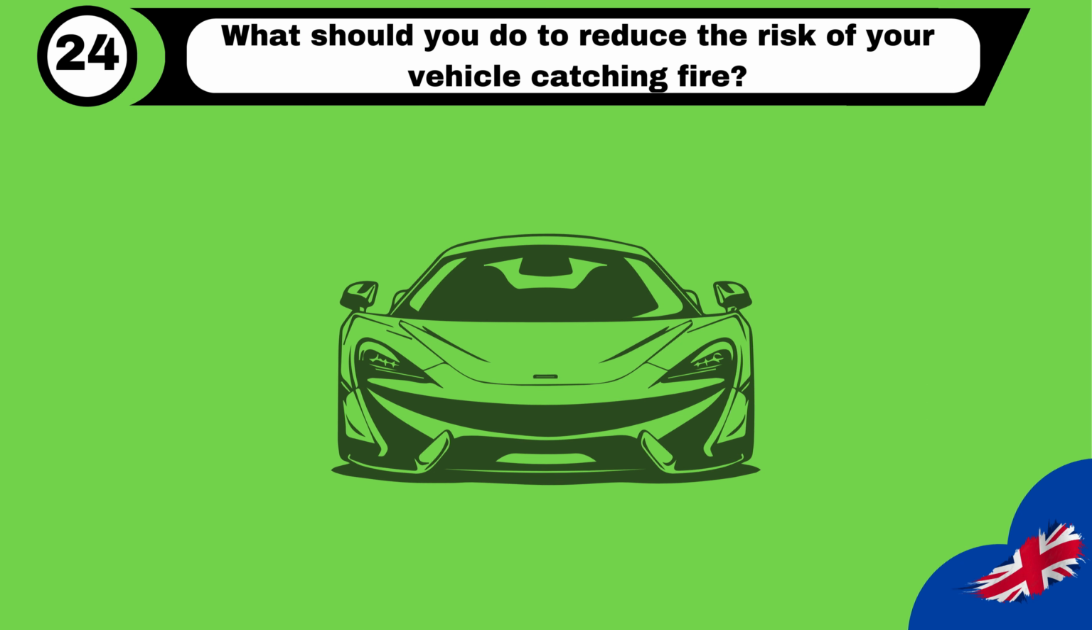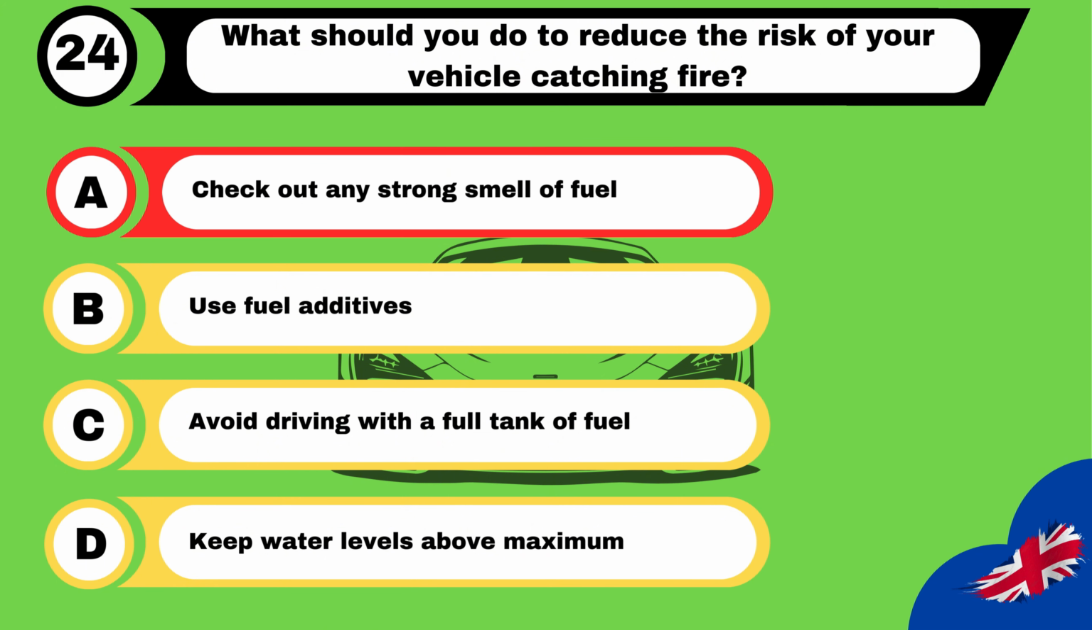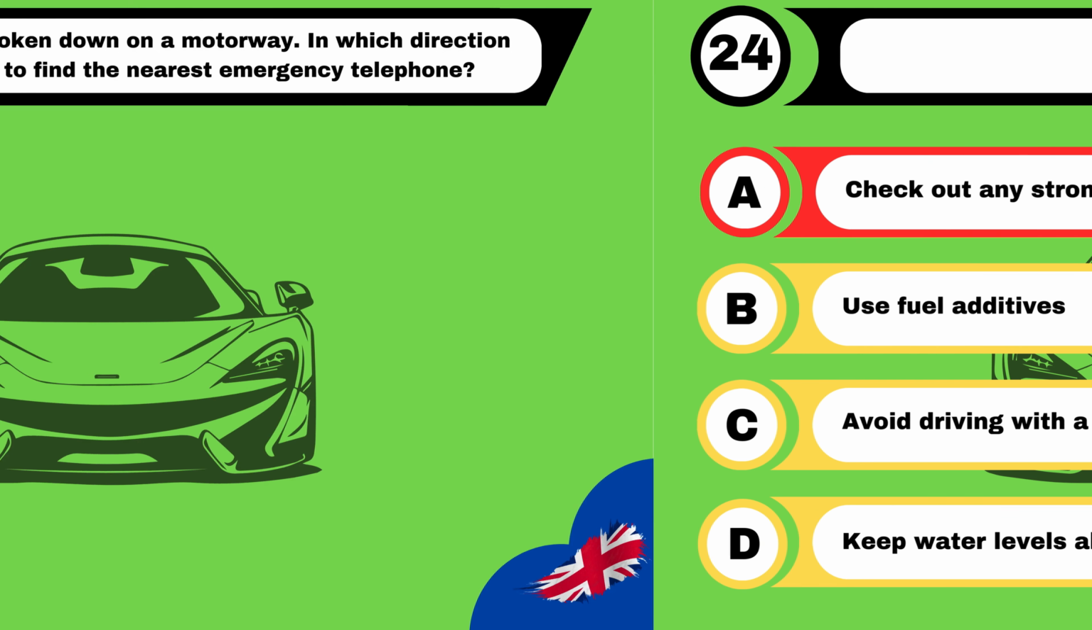Question 24. What should you do to reduce the risk of your vehicle catching fire? A. Check out any strong smell of fuel. B. Use fuel additives. C. Avoid driving with a full tank of fuel. D. Keep water levels above maximum. The answer is A. Check out any strong smell of fuel.